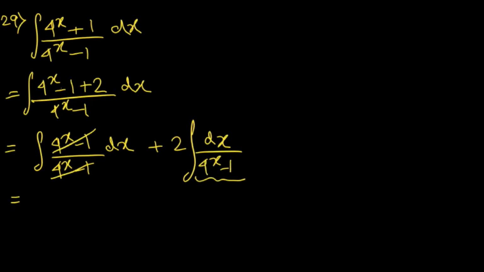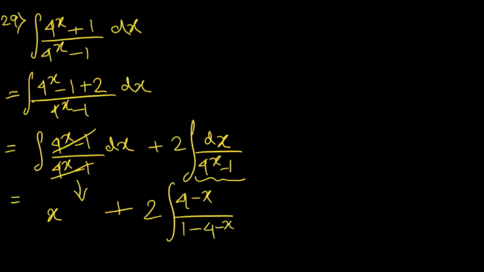And we will do the same thing as we have done in the previous sum. Here the first integral is obviously x, but in the second we multiply numerator and denominator both by 4 to the power minus x, which results in integration of 4 to the power minus x by 1 minus 4 to the power minus x dx. So now, as you can see, we can easily substitute.